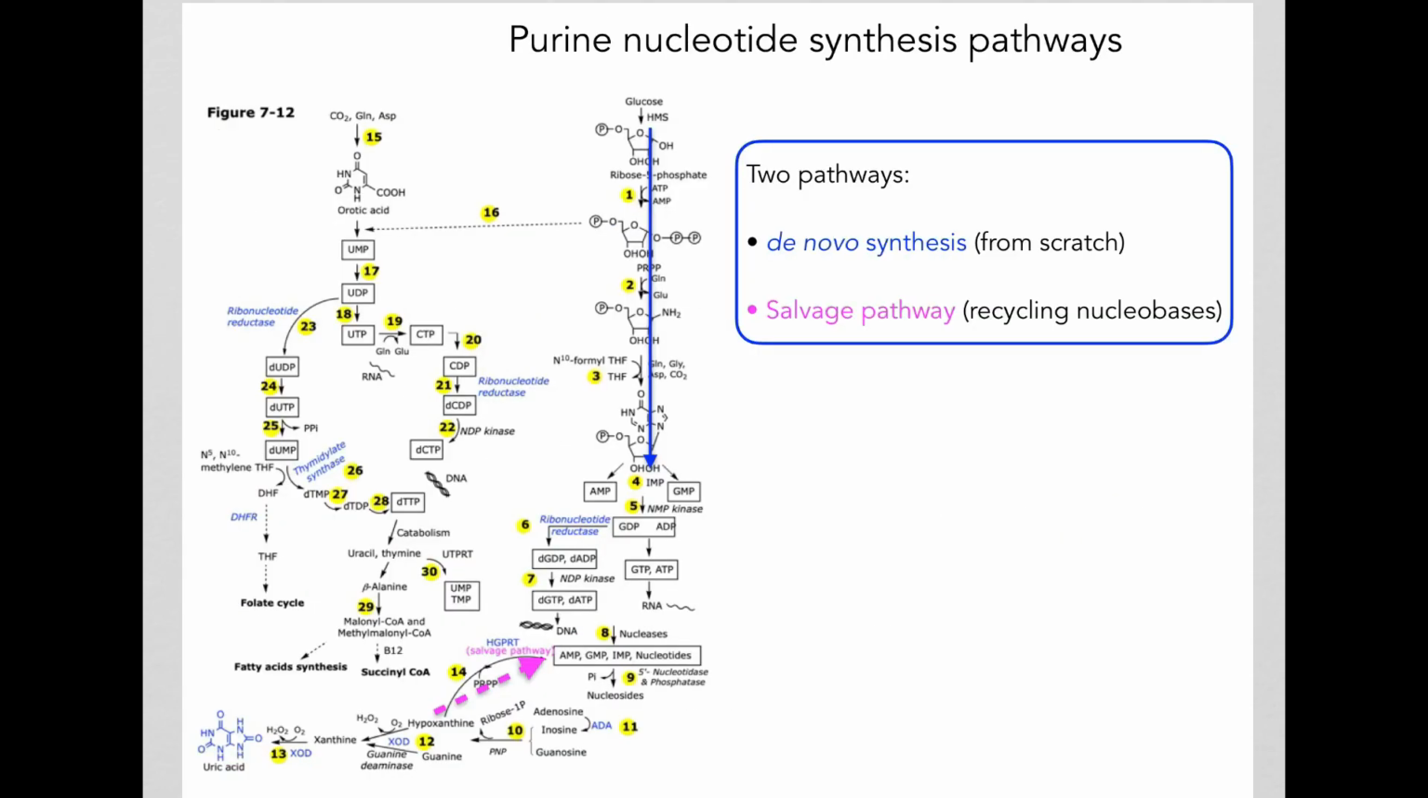Now, there are two pathways to synthesize purine nucleotides. One, shown here with the blue arrow, is called de novo synthesis, which means synthesis from the beginning, from scratch. And then we have the salvage pathway. In this pathway, the nucleobases are simply recycled. So let's first look at the de novo synthesis of purine nucleotides.